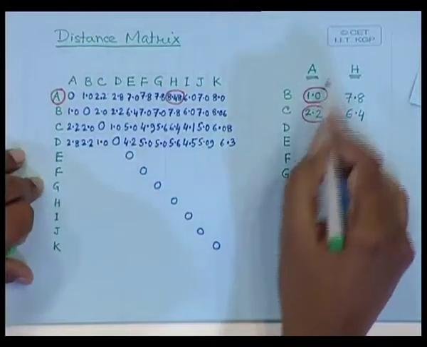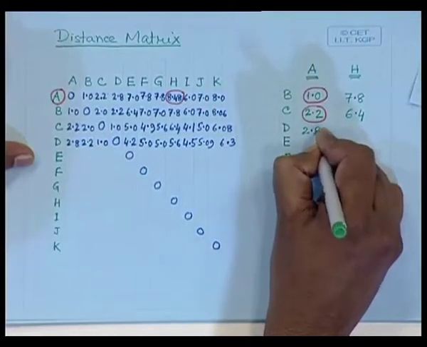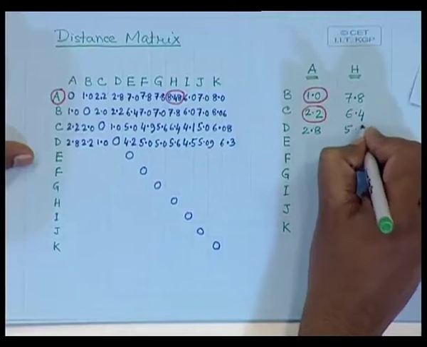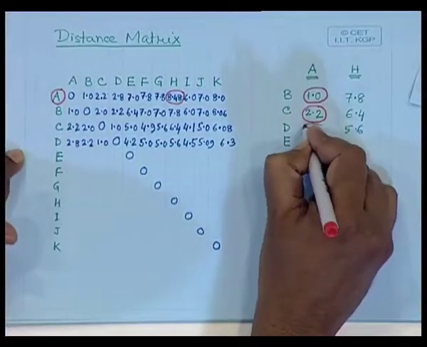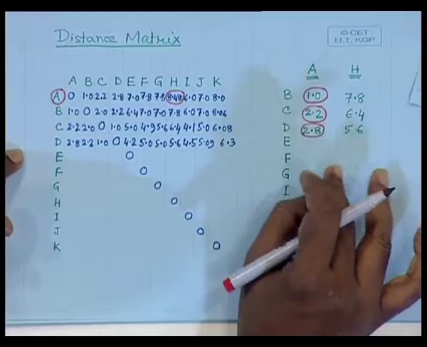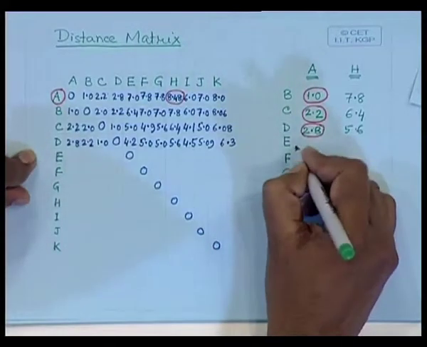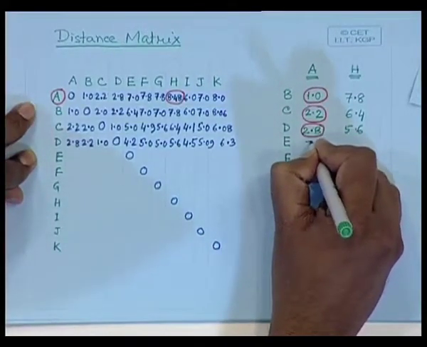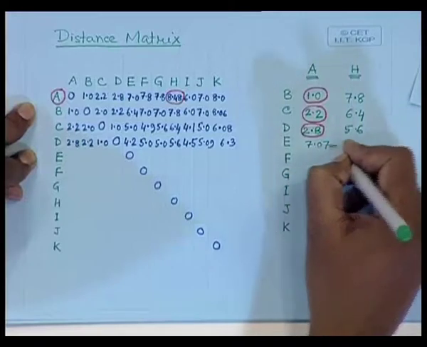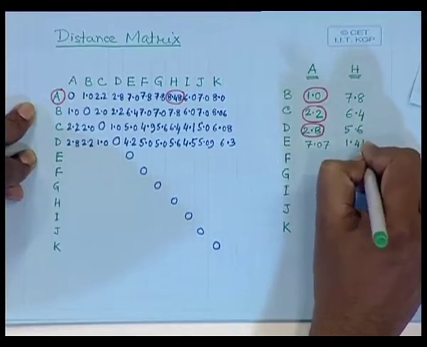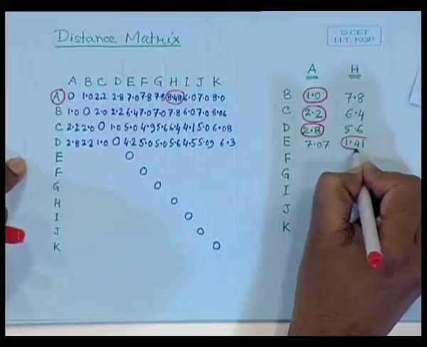Between D and A and D and H, the distances are 2.8 and 5.6. Okay. Again the minimum distance is 2.8, because I am always considering the minimum of this pair of distances. Then when I consider point E, the distance between E and A is 7.07, and between E and H the distance is 1.41. Okay. So, here the minimum distance is 1.41. So, I have to consider this distance.